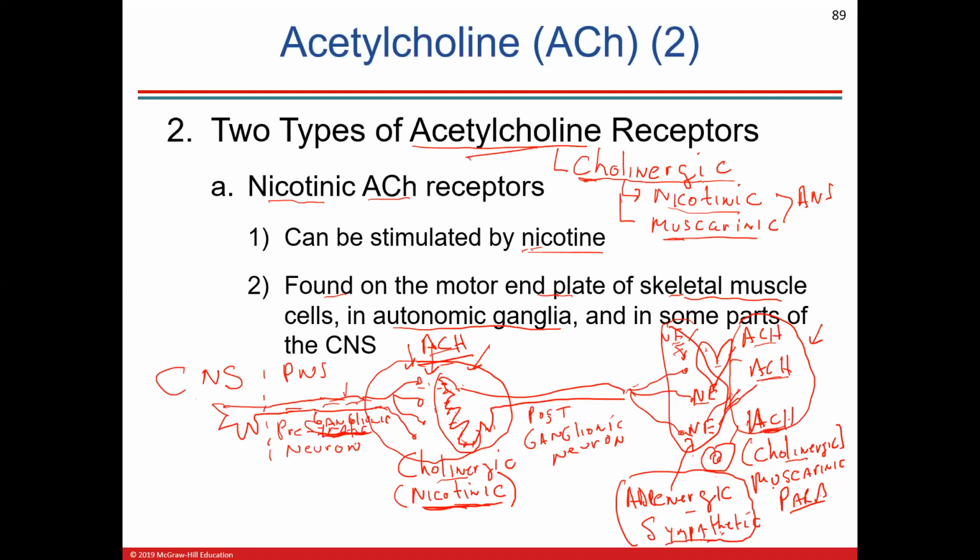And the ones that are on the target organs, effectors, are muscarinic. For sympathetic, all the effectors except for sweat glands have adrenergic receptors: heart muscle, all your digestive tubes, smooth muscle, blood vessels, respiratory, reproductive, and all the glands except sweat glands have adrenergic receptors released from the postganglionic neuron.